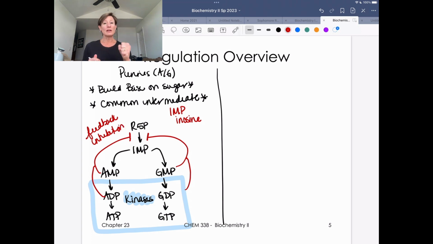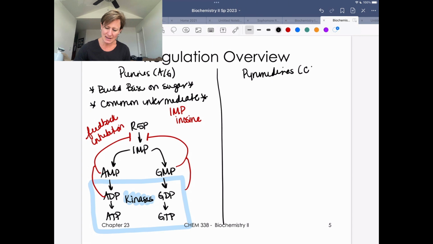Okay, so big pieces. Obviously, I want you to know who the purines are, A's and G's. I want you to think about what happens. We build the base on the sugar, and it proceeds through that common intermediate that we call inosine monophosphate. Okay, so let's talk about pyrimidines now.